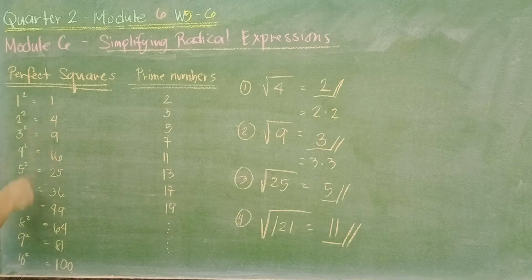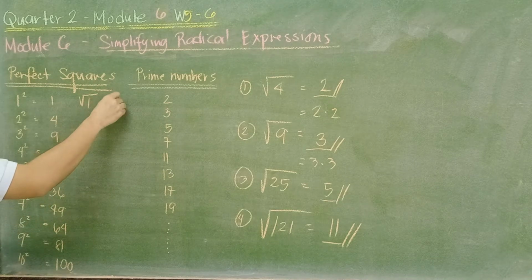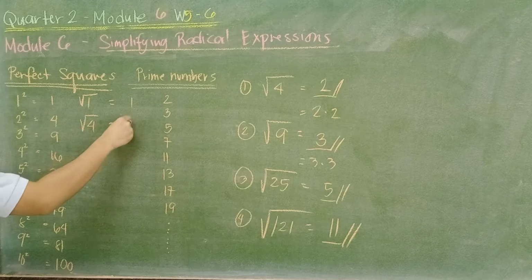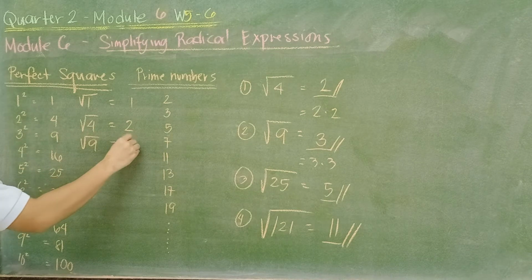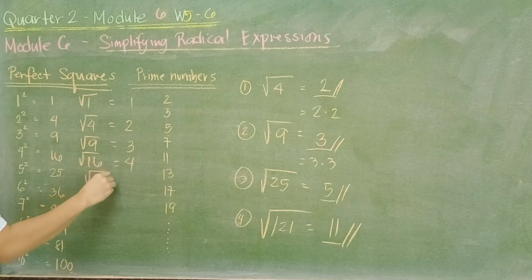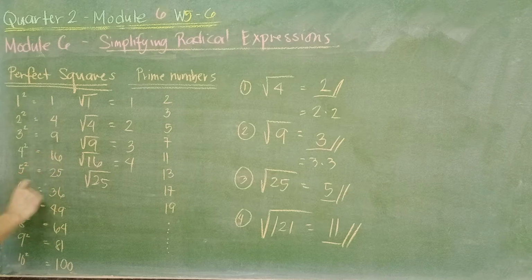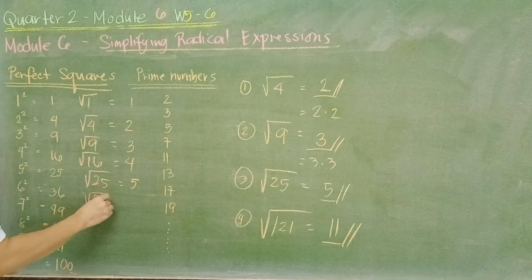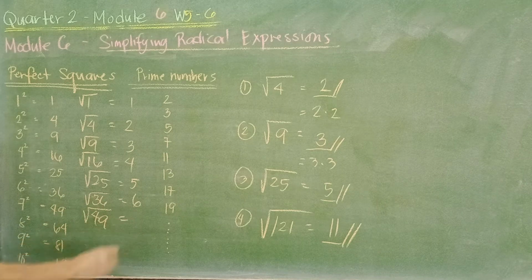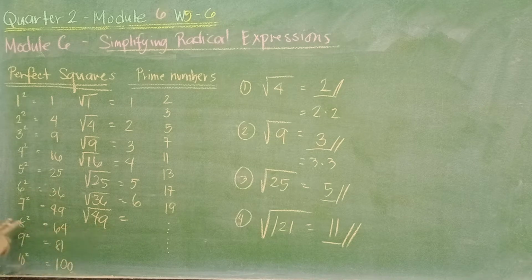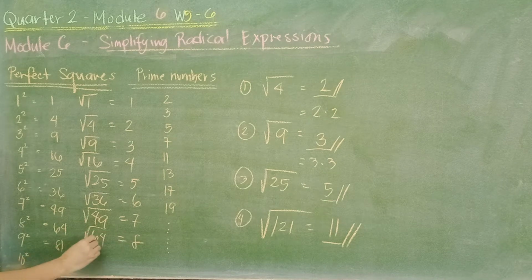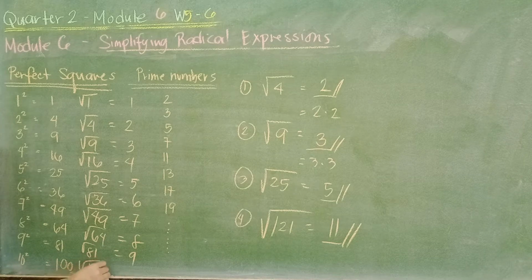So here, if I get the square root of 1, square root of 1 is equal to 1. Square root of 4 is equal to 2. Square root of 9 is 3. Square root of 16 is 4. Square root of 25 is 5. Square root of 36 is 6. Square root of 49: what number multiplied by itself gives you 49? That is 7. Square root of 64 is 8. Square root of 81 is 9. And square root of 100 is 10.